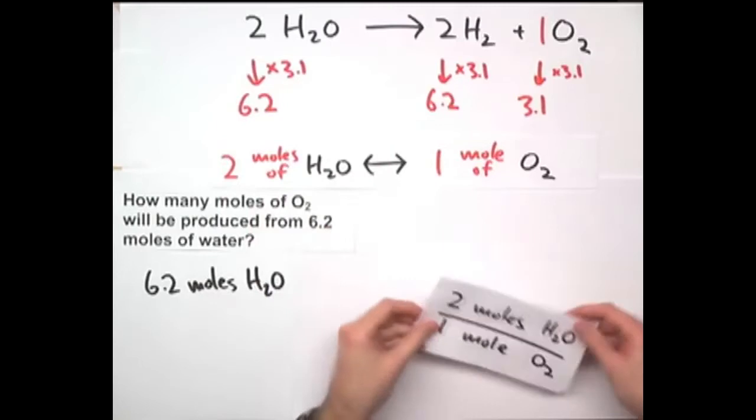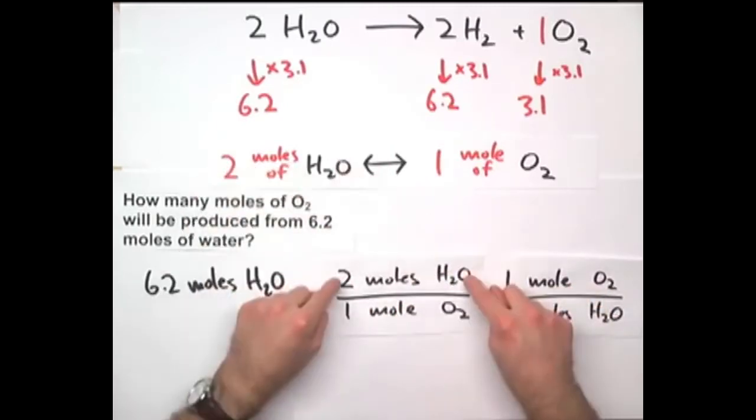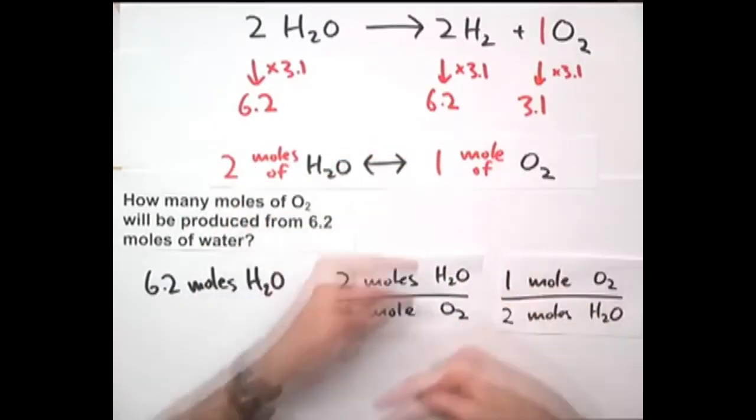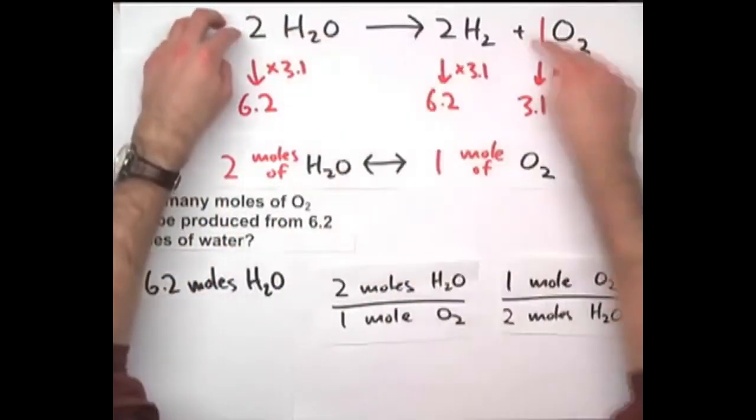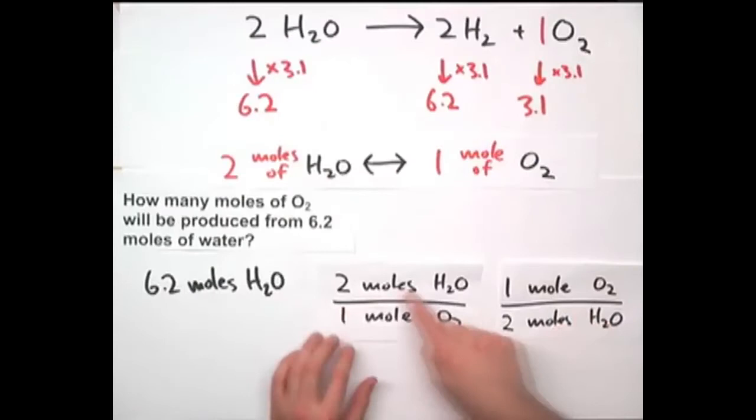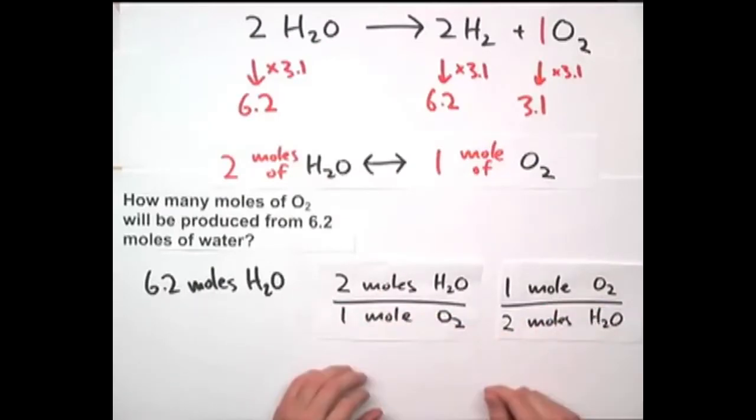There are 2 different conversion factors I can get from this. I can write 2 moles of H2O over 1 mole of O2, and that's equal to 1. Or I can flip it: 1 mole of O2 over 2 moles of H2O. Of course, I'm just getting the numbers from the chemical equation here, 2 and 1. So I've got these 2 conversion factors that are flips. I could use either one of them.